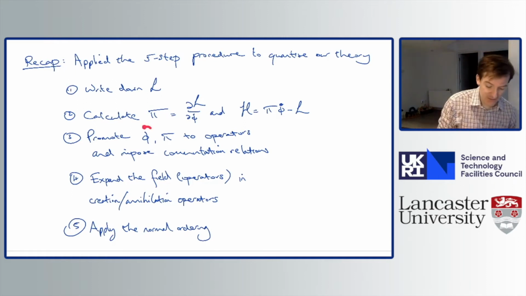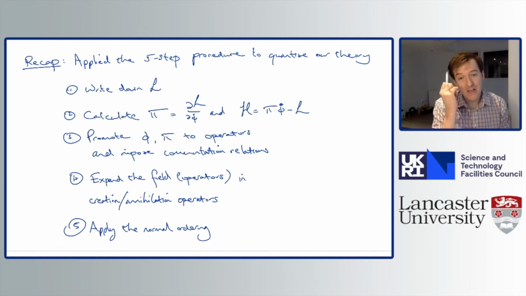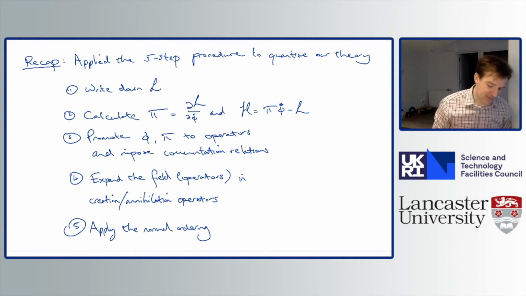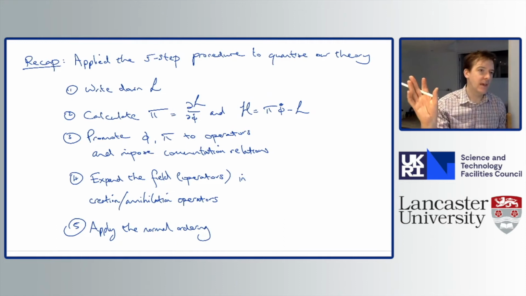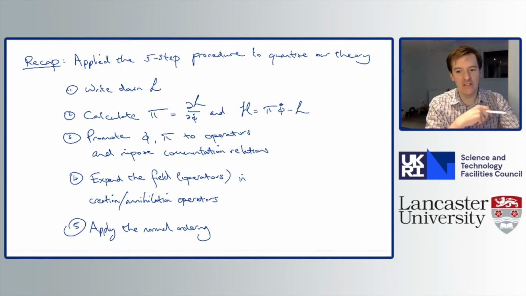Then we get to the stage where we make it a quantum theory. So we promote our fields, pi and phi, to operators, and we impose commutation relations between them. In classical theory, there are no commutation relations. In the quantum theory, we do have them. And then we expand our operators, pi and phi, in terms of annihilation and creation operators. These were these A and these A dagger operators. And then finally, when we discussed the Hamiltonian, we saw the importance of this normal ordering step. This gets rid of the ambiguity in going from the classical theory to the quantum theory.